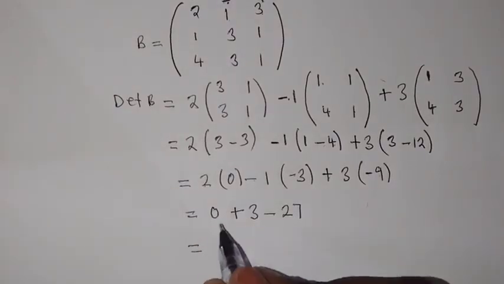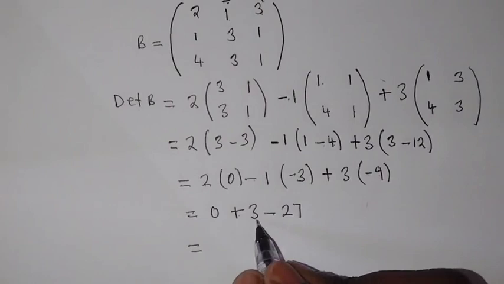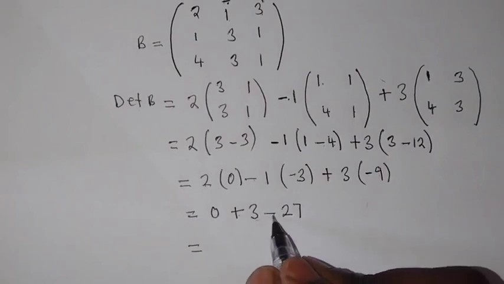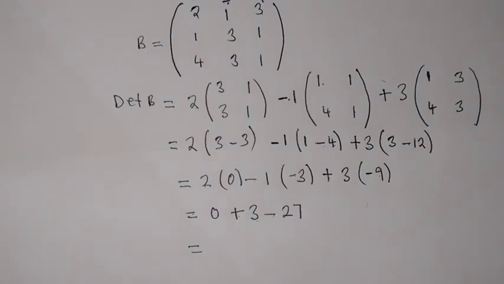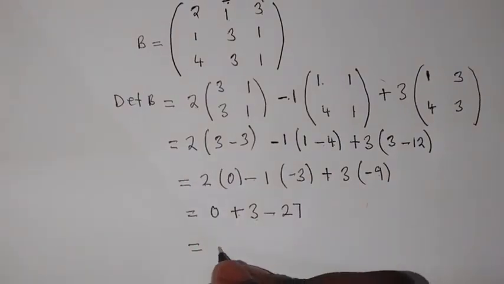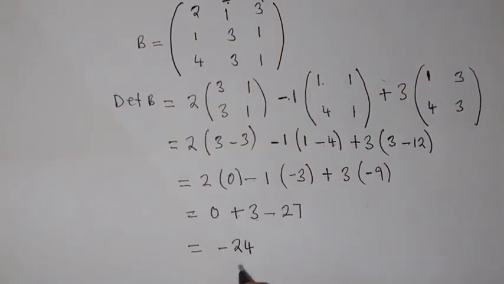From here, we just say 0 plus 3, it's a 3. 3 minus 27, okay? It will give us a negative 24. So this is our determinant. So you can notice that both method 1 and method 2, they are giving us the same determinant. So we have come to the end of our short presentation.